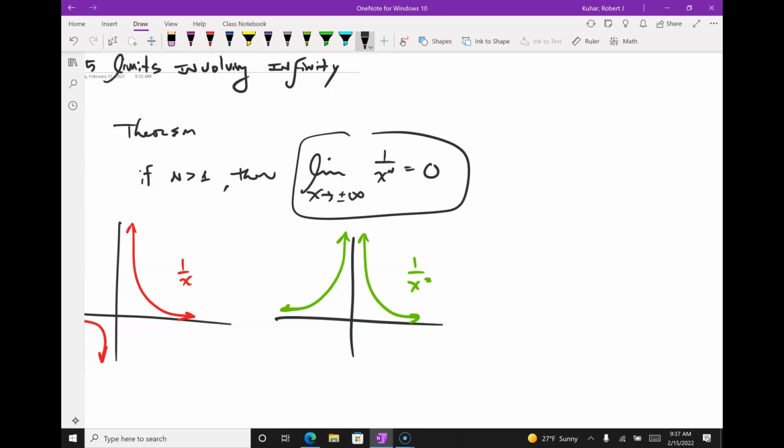Where are you? You're here? No, it's the square, the green one. Yeah, 1 over x squared. Is it getting fuzzy? Just hard to see the color, right?